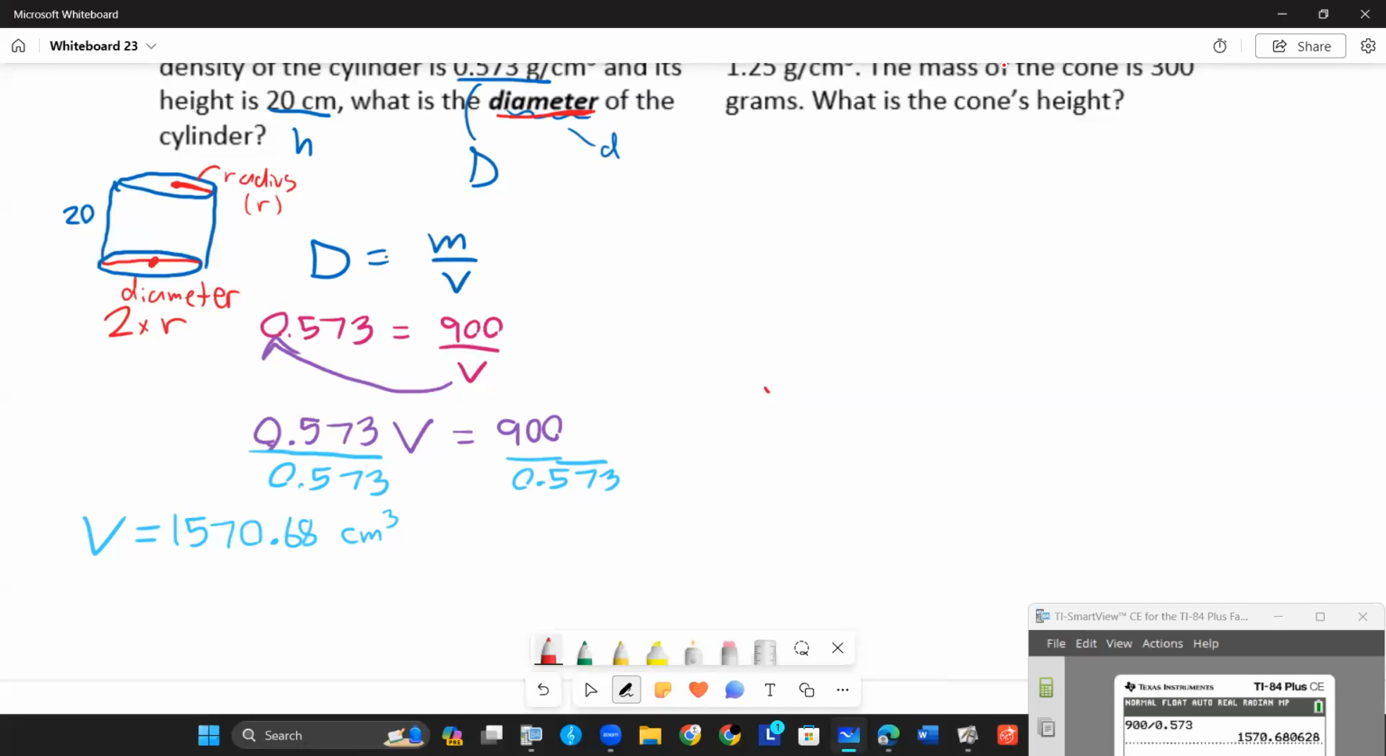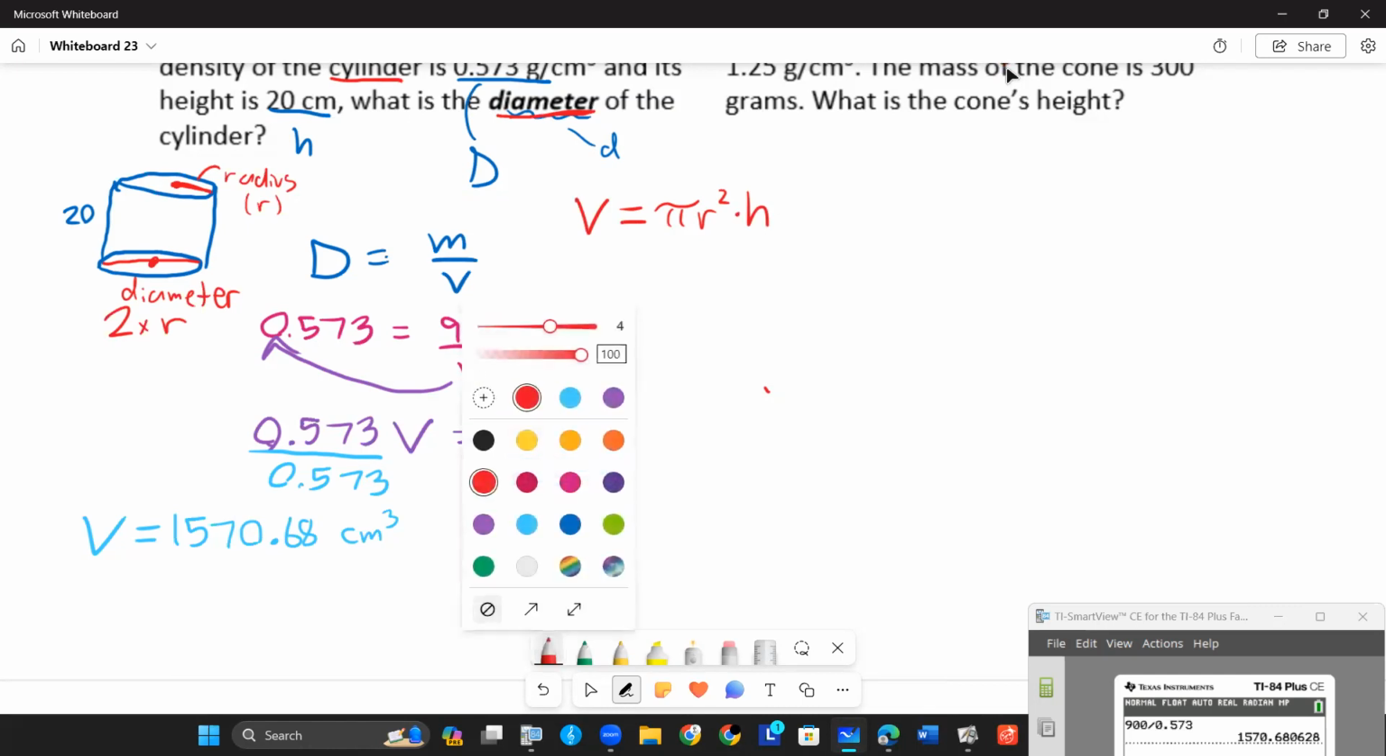So let's think about what we're dealing with. We're dealing with a cylinder, and we have to know what the volume of a cylinder formula is. So recall, look back at your formula sheet. Volume is going to be pi r squared. It's the area of the circle multiplied by the height of the cylinder. So we have pi r squared times height for the volume.